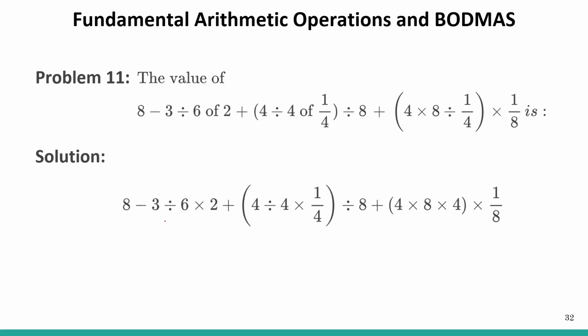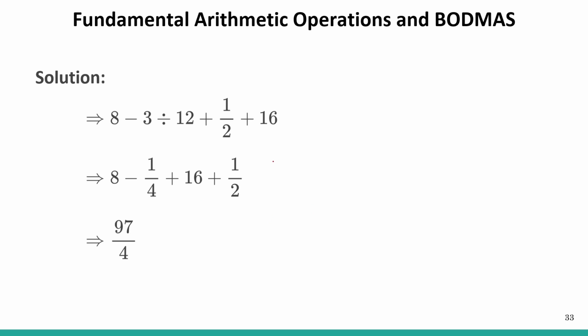So it is equal to 8 minus 3 divides 6 into 2 and this. The solution will be, after removing the brackets, what will be left with us is this one. After removing the divisions, what will be left is 3 by 12, which is equal to 1 by 4. So it will be replaced here, and this is what we are left with. Then we add the positive terms first, that is plus 8 plus 16 plus 1 by 2. This is 24 plus 1 by 2, so 24.5, or 49 by 2.